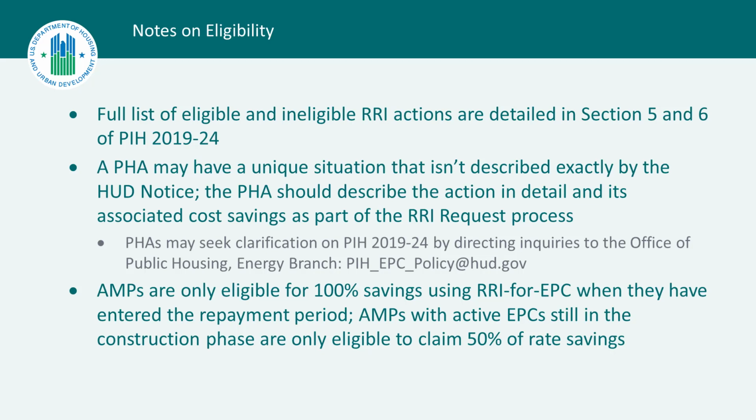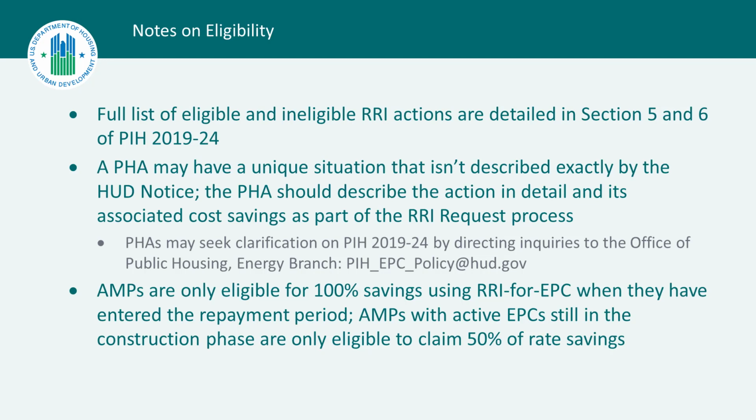Where a PHA has a unique situation that isn't described by the HUD notice, the agency should describe the action in detail with supporting documentation with its rate reduction incentive request. PHAs can ask for clarifications by sending an email to the Office of Public Housing Energy Branch at PIH_EPC_policy@HUD.gov. AMPs are only eligible for 100% savings using RRI for EPC when they have entered the repayment period.